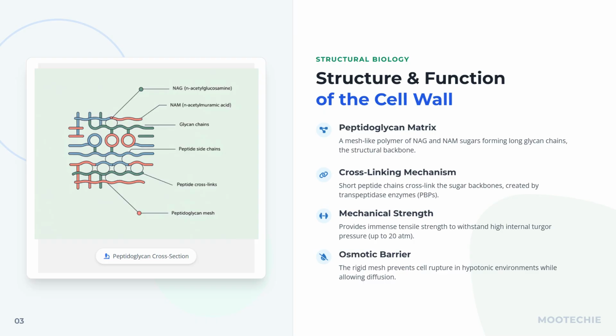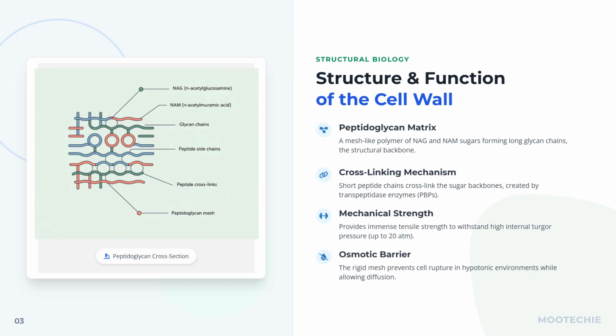Mechanical strength. Provides immense tensile strength to withstand high internal turgor pressure, up to 20 atmospheres. That internal pressure is enormous, comparable to the pressure in a car tire. The peptidoglycan mesh is strong enough to contain it.